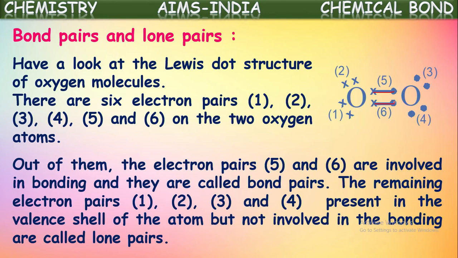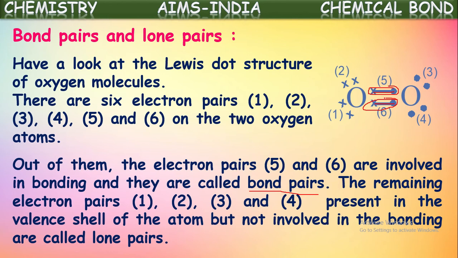So like this, the pairs of electrons which are participating in the bond formation are called bond pairs. Okay, now we can say the fifth and the sixth pairs of electrons are called bond pairs because they participate in the bond formation. And if you observe the remaining ones, 1, 2, 3, 4, these pairs of electrons are also present in the valence shells of these two atoms, but they are not involved in the bond formation.